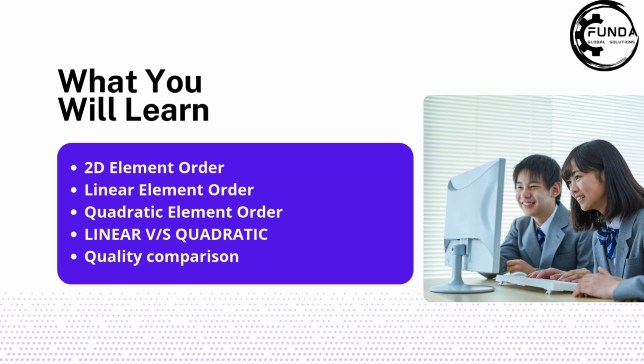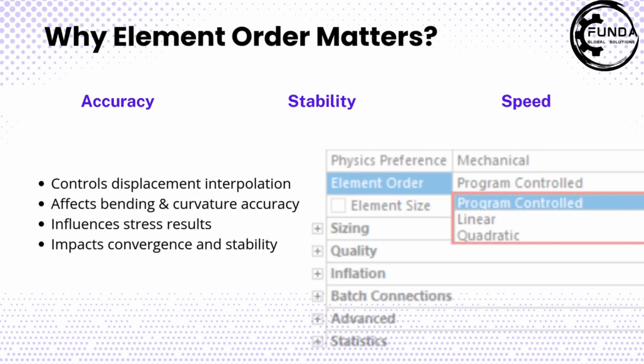In this session, our focus is element order in 2D meshing. We'll understand what linear and quadratic elements actually represent, how they behave during simulation, and finally, compare their mesh quality using a real ANSYS example. By the end of this video, you won't just know the difference, you'll know exactly which option to choose and why.